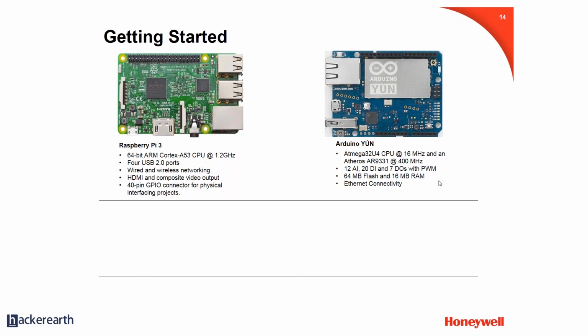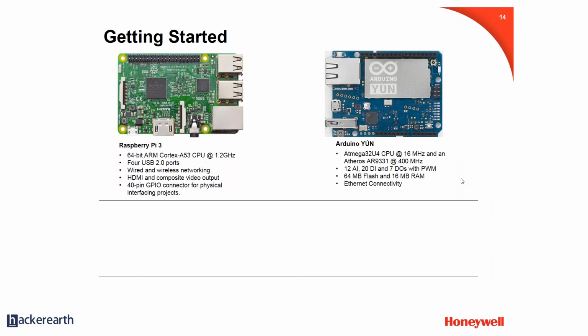Arduino is actually much lower end. The actual board supports many digital inputs, digital outputs, and also analog inputs. So for IoT applications, or for connecting different kinds of sensors, Arduino is very well suited. And there's another board, the Arduino Yun, which has an Atheros 400 megahertz processor and also Ethernet connectivity.